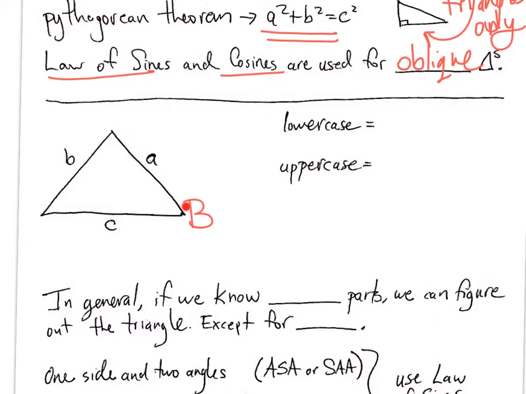This is side A, and across from side A we have angle A, and across from side C we have angle C. So you'll notice that the lowercase letters are used for sides, so write that here, and the uppercase letters are used for angles, so write angles over here.